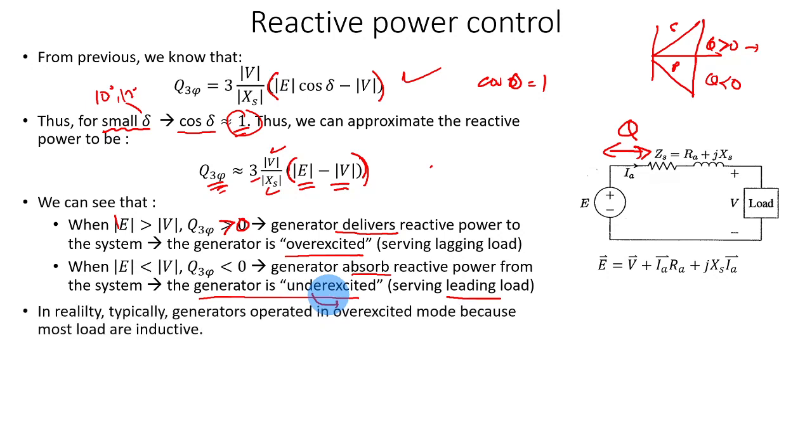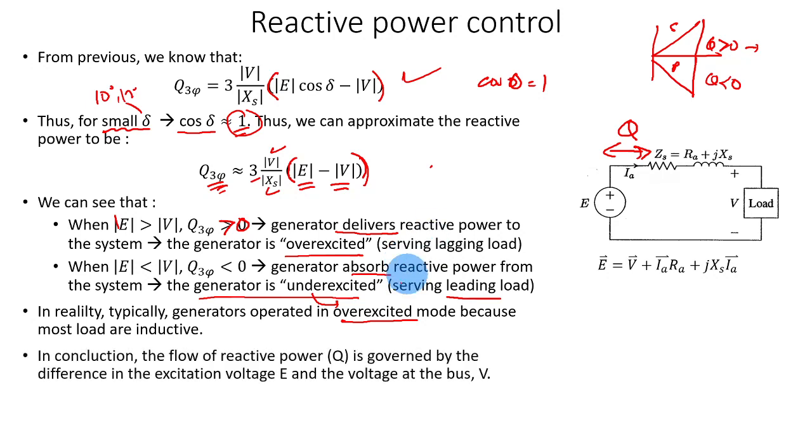So in reality, a generator typically operates in over-excitation mode. Very rarely is Q less than 0. We are talking about real situations. Mostly the load is inductive, because the majority of loads are inductive. As you can see outside, there are big motors, and aircon units are also using electric motors. Electric motors are normally all inductive loads.